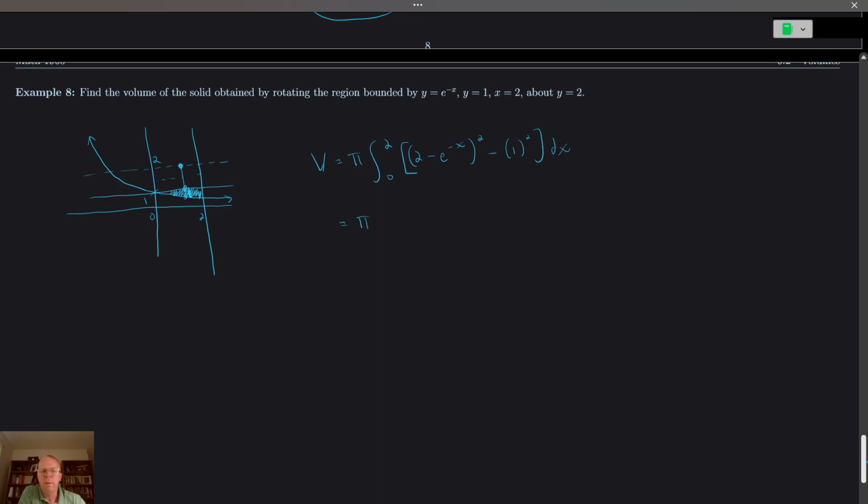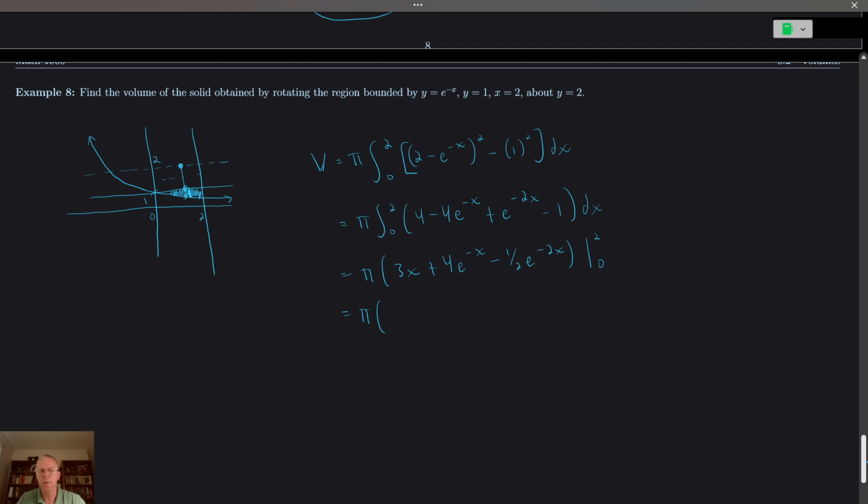And we'll multiply all this out. 4 minus 4 e to the negative x plus e to the negative 2x minus 1 dx. And I won't combine these. 4 minus 1 is 3, so we'll just go ahead and do the integration. So 3x plus 4e to the negative x minus 1/2 e to the negative 2x from 2 to 0. And you're not going to get a nice simple answer on this one, but that's okay.